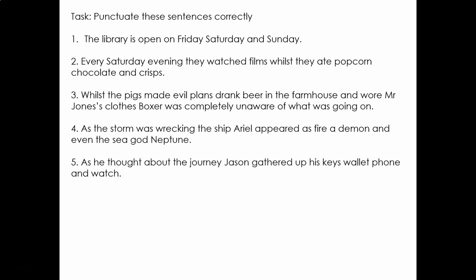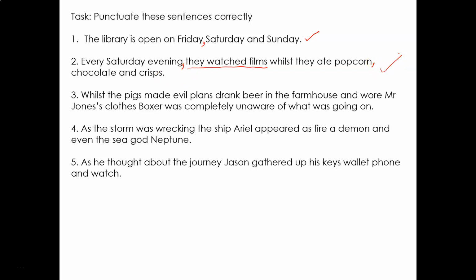Okay, with a different coloured pen we can mark our answers. So this time the library is open on Friday, Saturday and Sunday. This one is an independent clause. It just contains a list, so I just need to place a comma between Friday and Saturday. Number 2. Every Saturday evening they watched films whilst they ate popcorn, chocolate and crisps. Let's find the independent clause. They watched films. That means that my subordinate clause has gone at the start, every Saturday evening. I need a comma there after the part that tells when. And my list is at the end, whilst they ate popcorn, comma, chocolate and crisps.